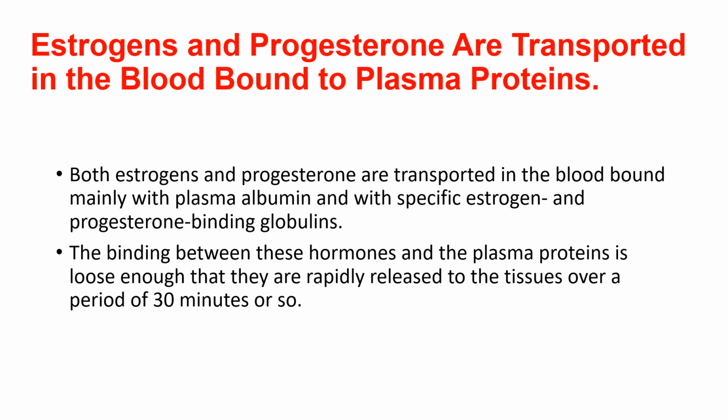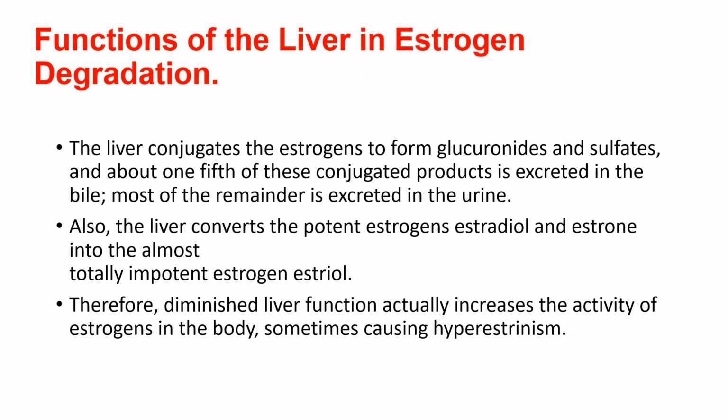Estrogens and progesterone are transported in the blood bound to plasma proteins. Both are transported mainly with plasma albumin and with specific estrogen and progesterone binding globulins. The binding between these hormones and the plasma proteins is loose enough that they are rapidly released to the tissues over a period of 30 minutes or so.